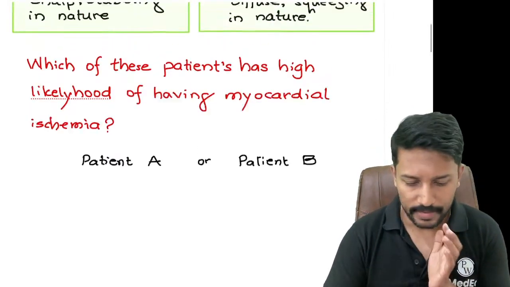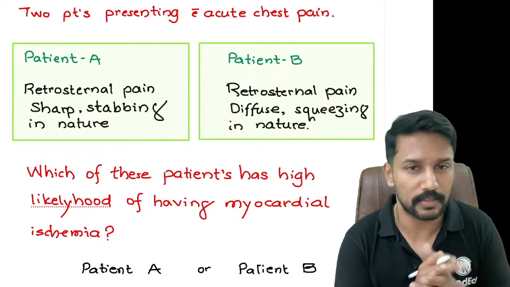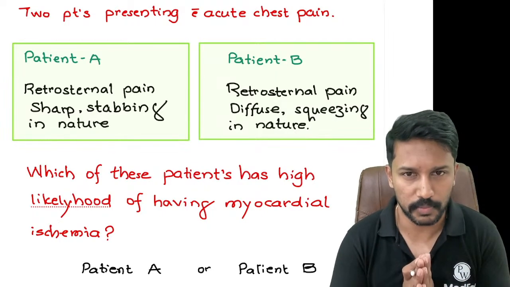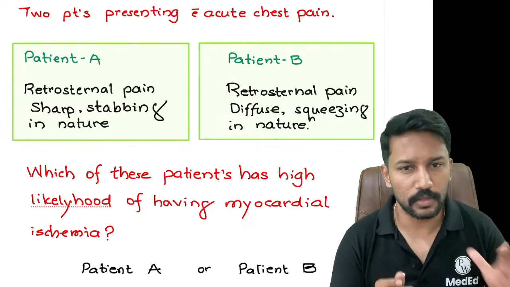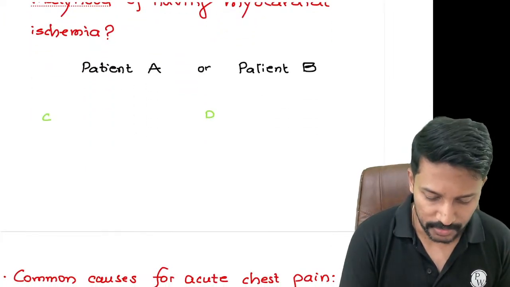Okay, so I get one answer that probably patient A is the one who is a case of cardiac chest pain. I also get one more answer, probably patient B is a case of cardiac chest pain. For some time, ignore these two patients. I will tell you one more patient story, right? I have patient C and patient D.